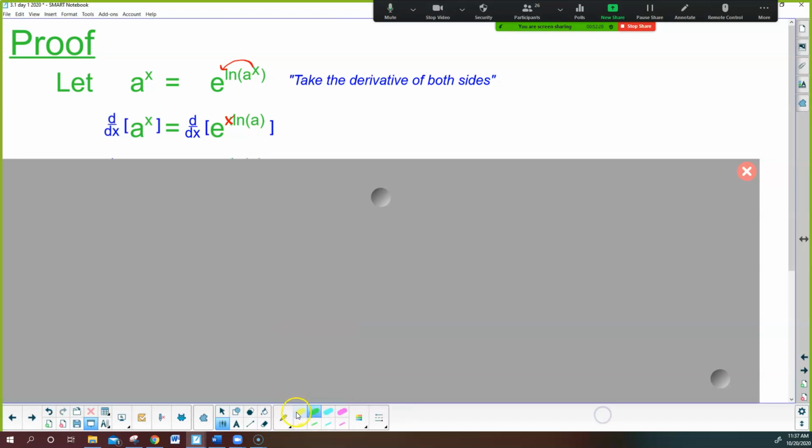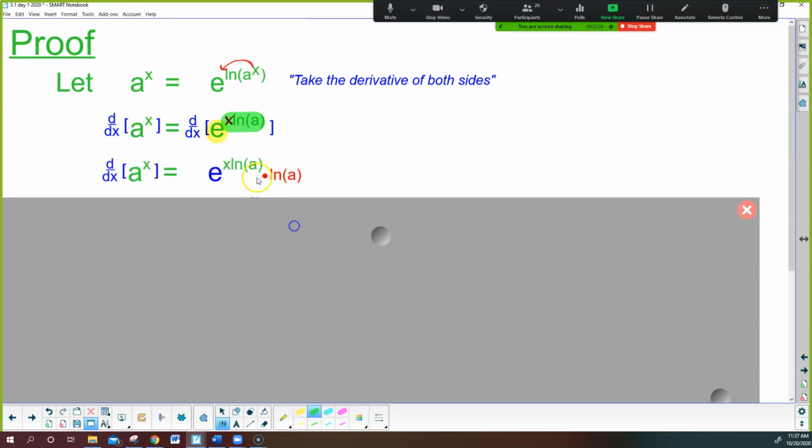And we didn't know it until this point. What's my outside function? It's e to the x. What's the inside function? It's x ln of a, and a is a constant, so the natural log of a is a constant. We can use the chain rule right here. The derivative of the outside is e to the x, keep the inside, and the derivative of the inside is ln of a.